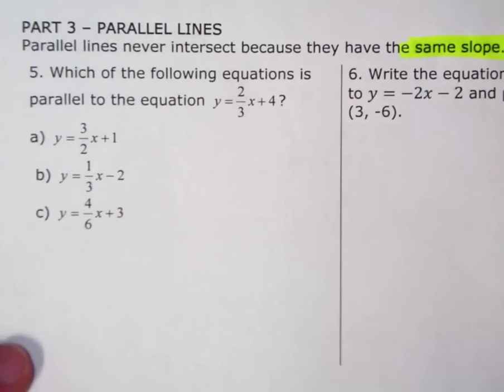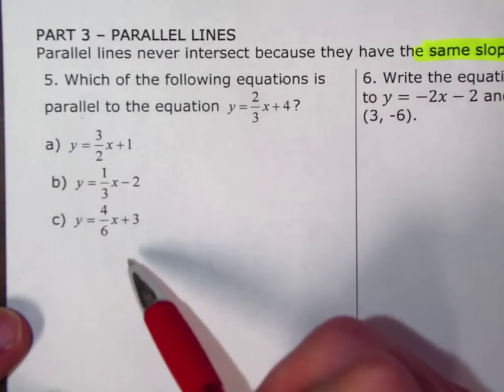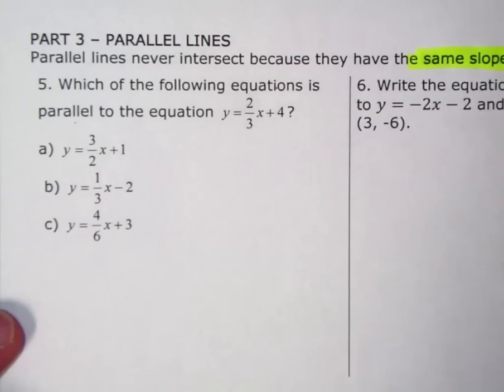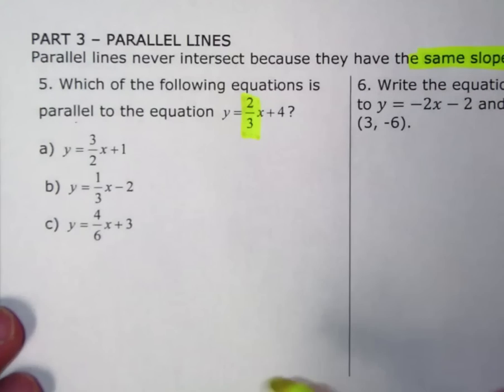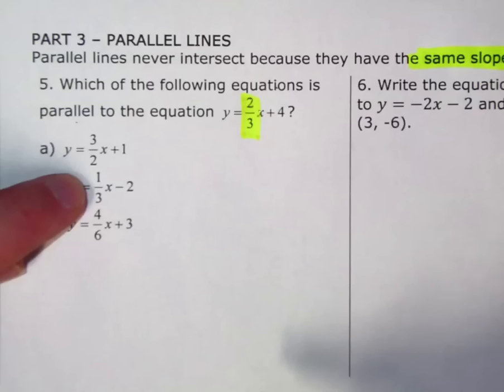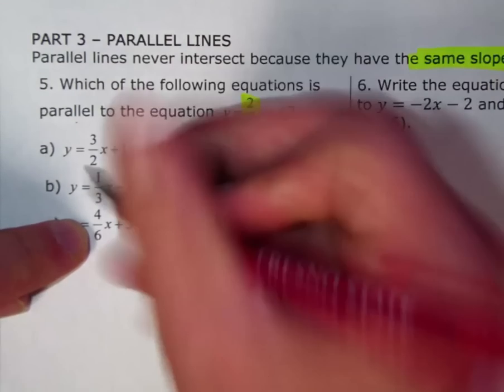So our first task, let's just take a quick look. Which of the following equations is parallel to this equation? So remember, they have the same slopes. So the slope of this line here is 2/3. So I have to find the same slope here somewhere. Well, that's not the same. That's the reciprocal. Close, but not quite. That means this one has to be it, although they don't look the same.